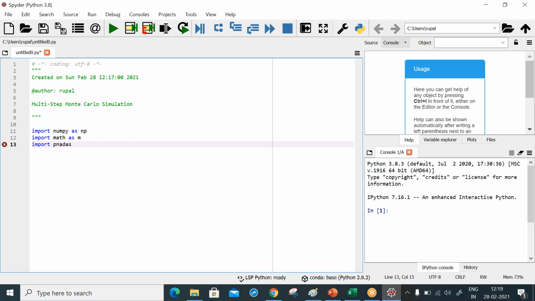The third one is import pandas as pd, the most critical one. Pandas is the library where we will create the data frames. And then the next is import matplotlib.pyplot as plt.